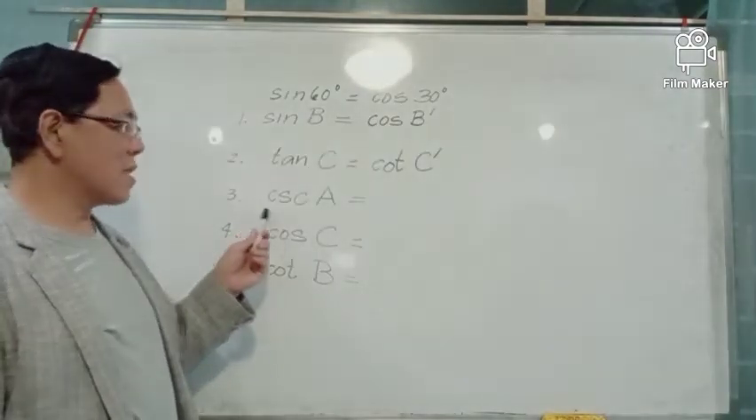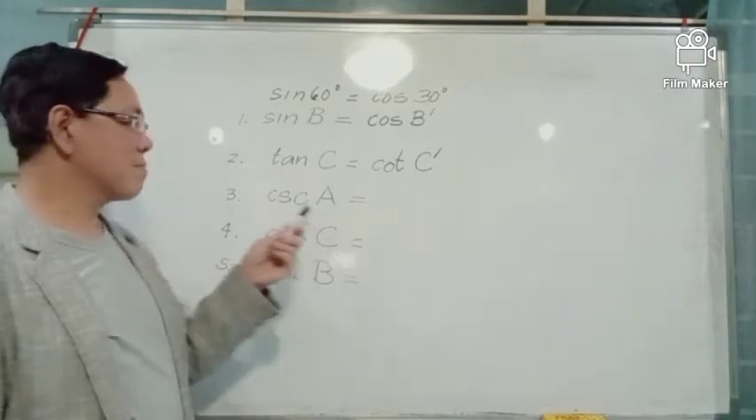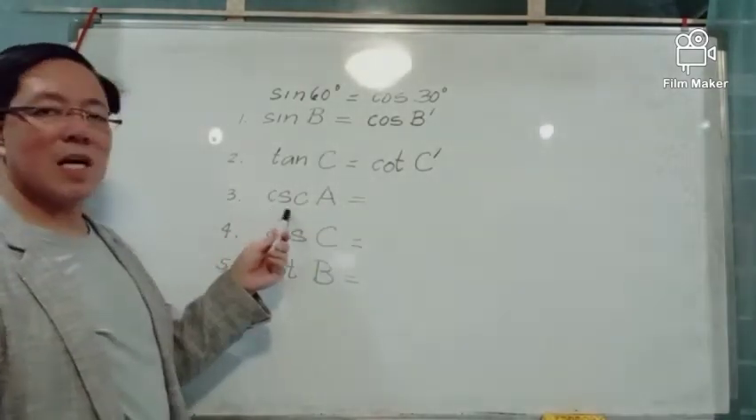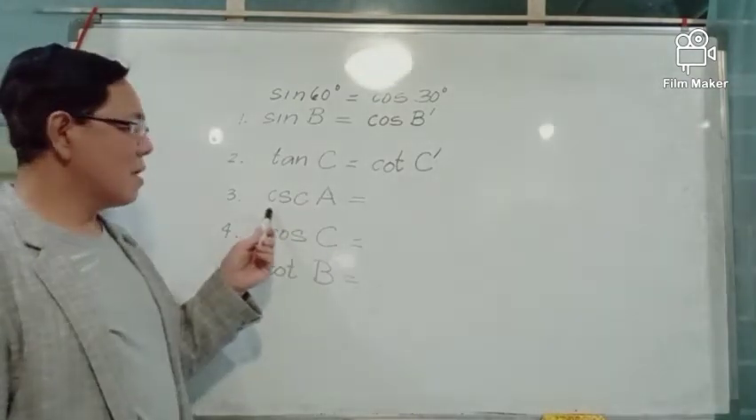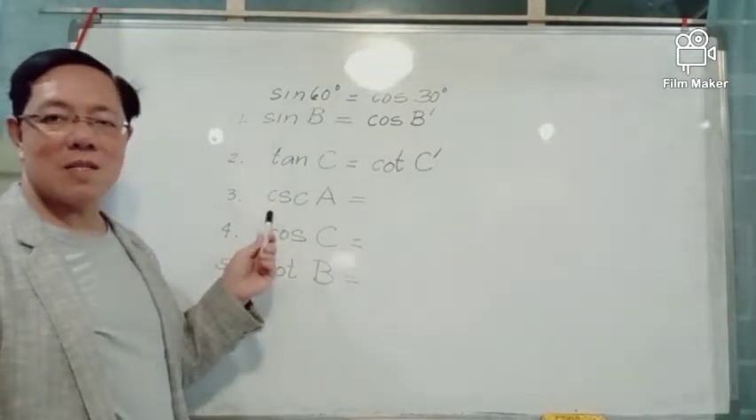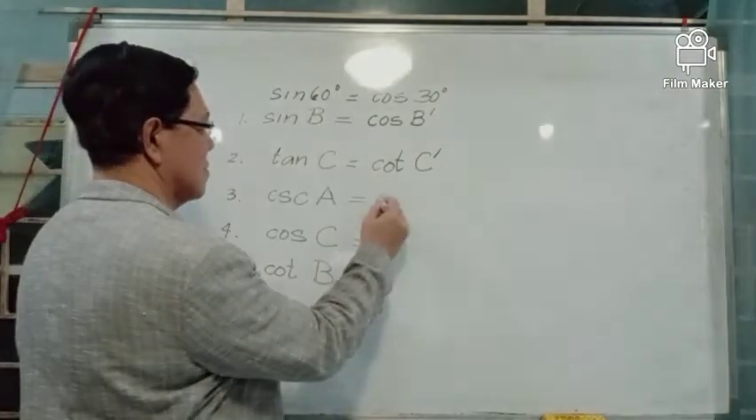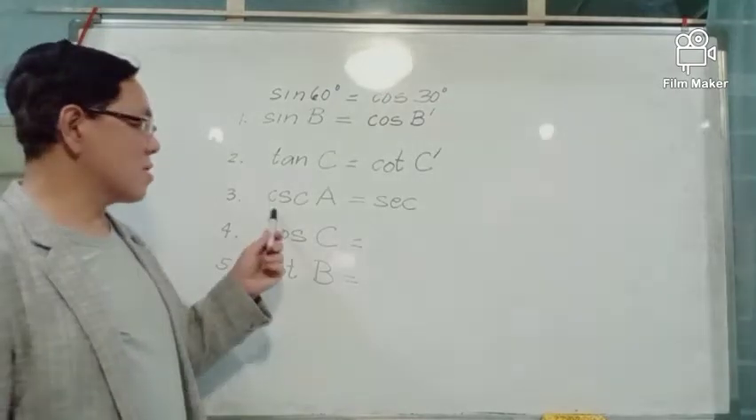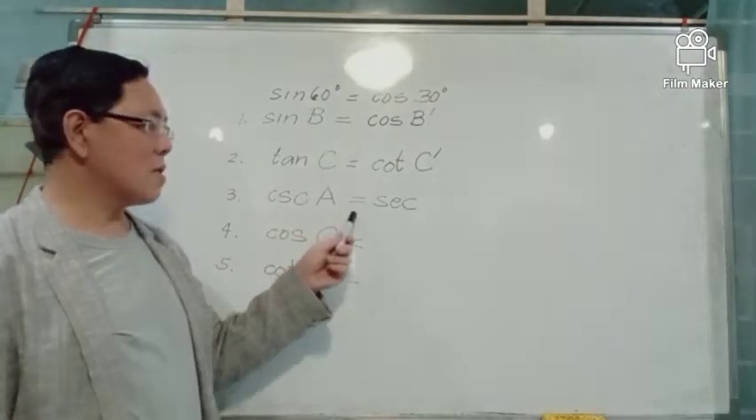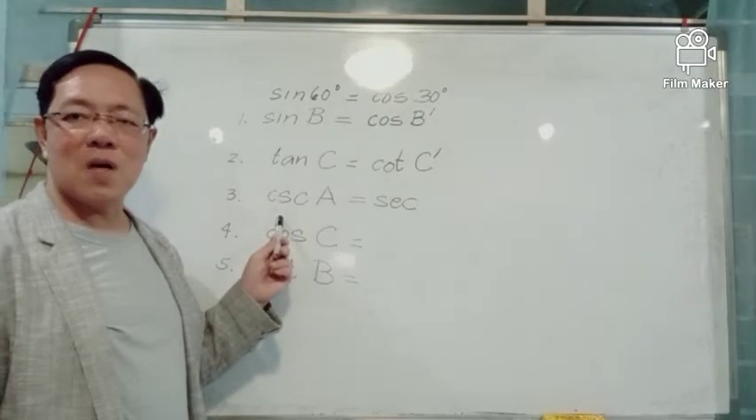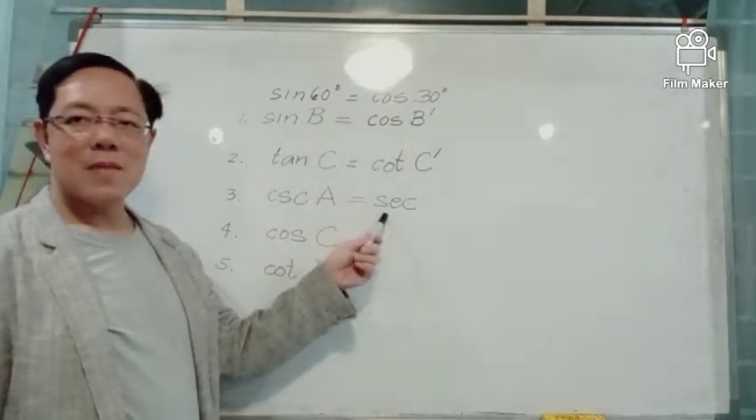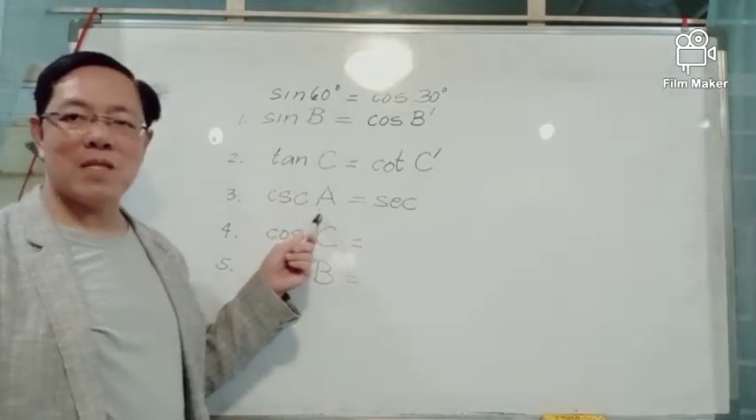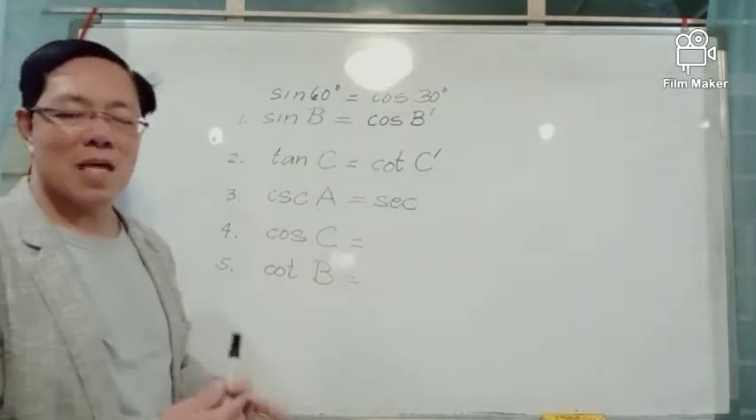Number 3, we write an equivalent trigonometric function. We write a trigonometric function equal to cosecant of A. The cofunction of cosecant is secant. By complement angle theorem, the cosecant of A equals the cofunction of cosecant, secant, of the complement of A. The complement of A is denoted by A prime.